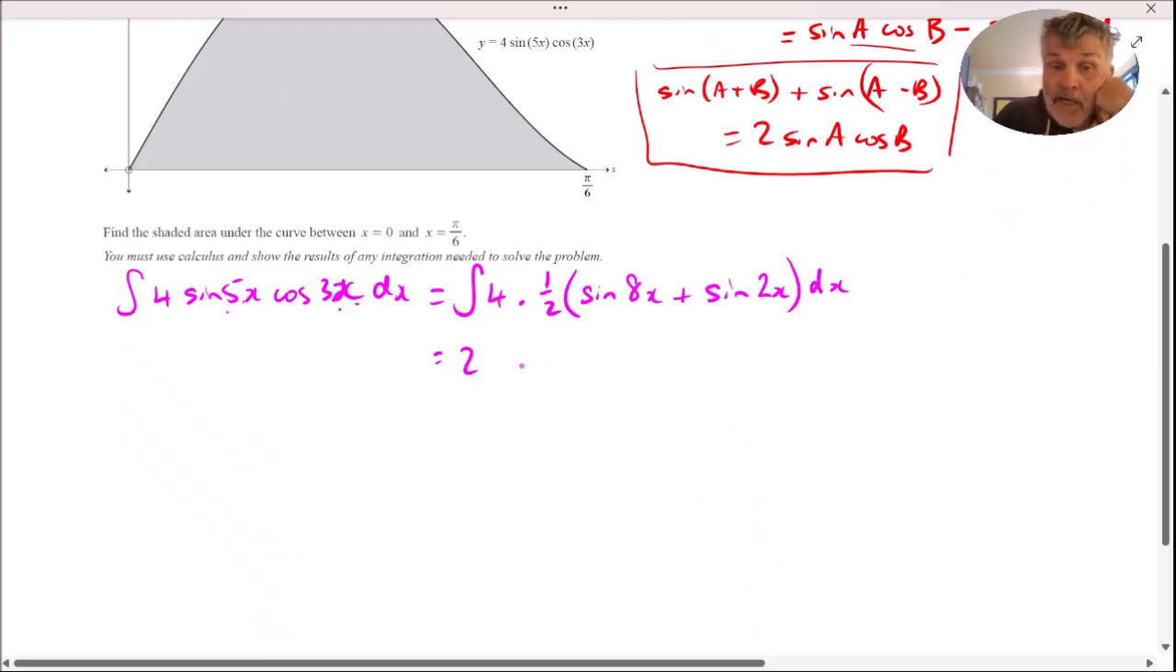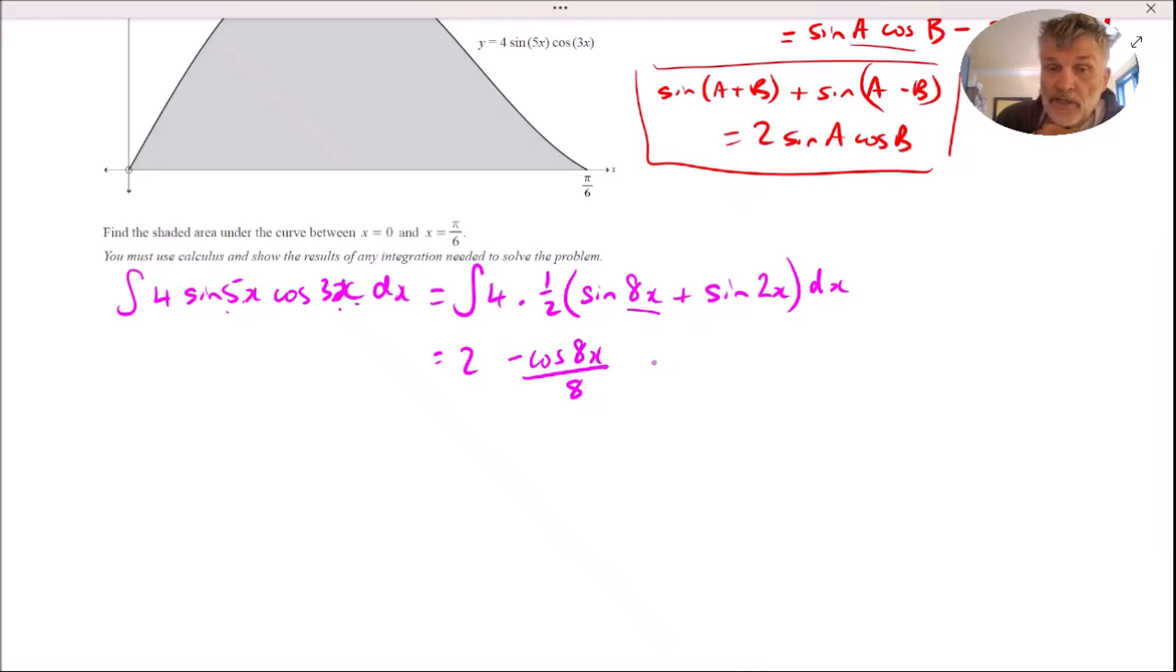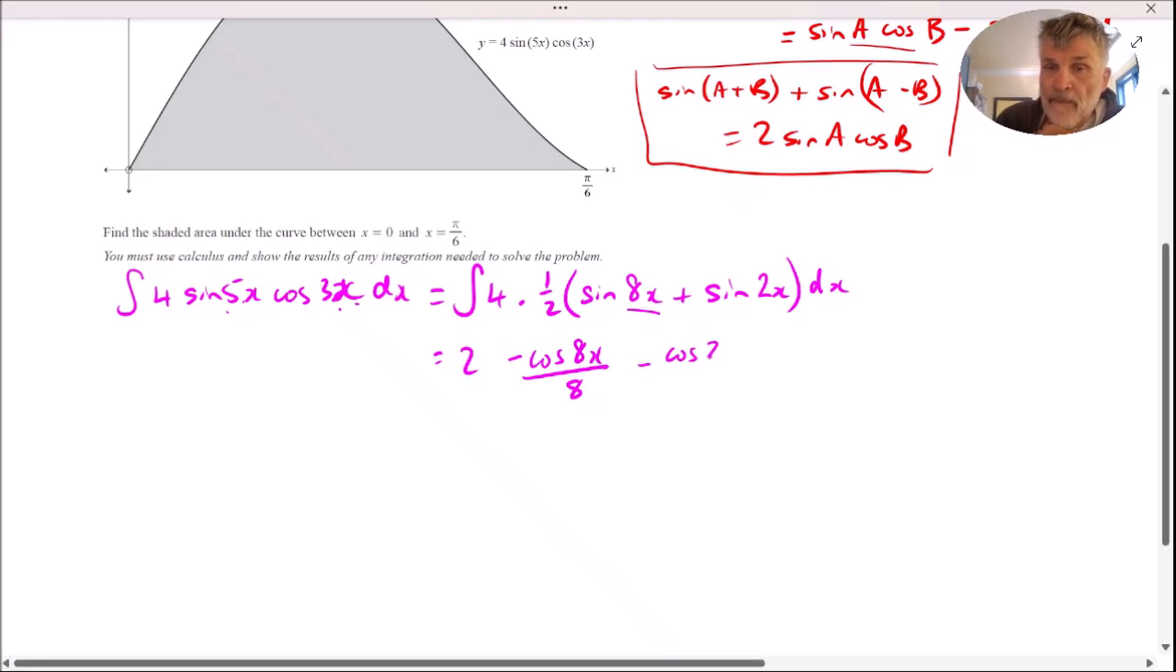Integrate sine, we get negative cosine. It'll be 8x, and then divided by 8. That's that linear function rule. For linear function inside, we can just divide by the coefficient of the x outside. Same over here. Integrate sine, you get minus cosine, and this time we have to divide by 2. So that's all of those. And I didn't write in here, we're integrating from 0 up to pi over 6. We want to evaluate this from 0 up to pi over 6.